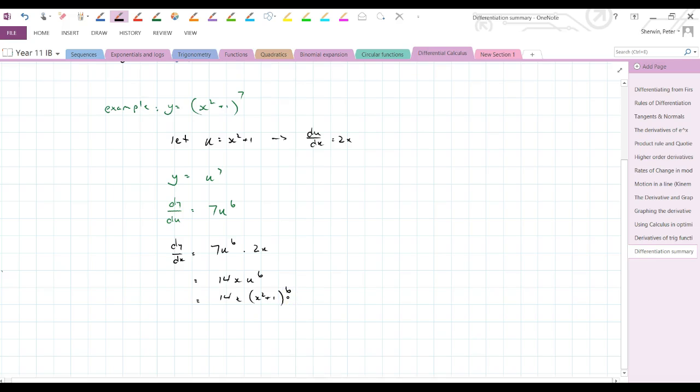Now when we do this, we don't go through all this process. We remember the chain rule and we go, forget that, I'm straight into it. I'm taking the 7 down, my x squared plus 1 holds, I reduce the power by 1, and then I multiply by 2x. And then I put the 7 and the 2x together to simplify to get 14x(x squared plus 1) to the power of 6. All right, so the same thing.